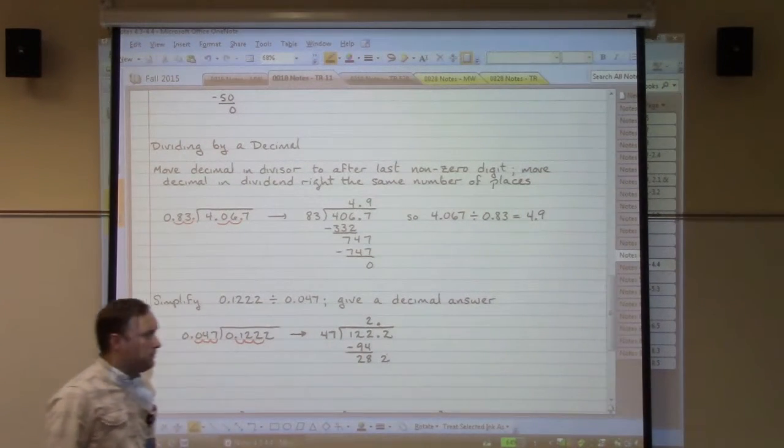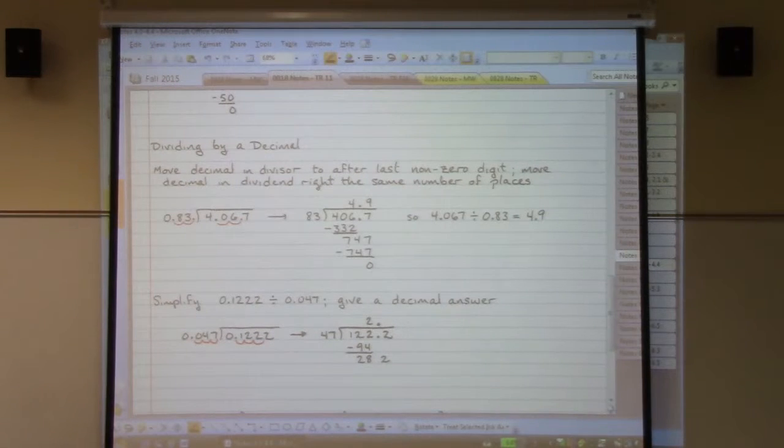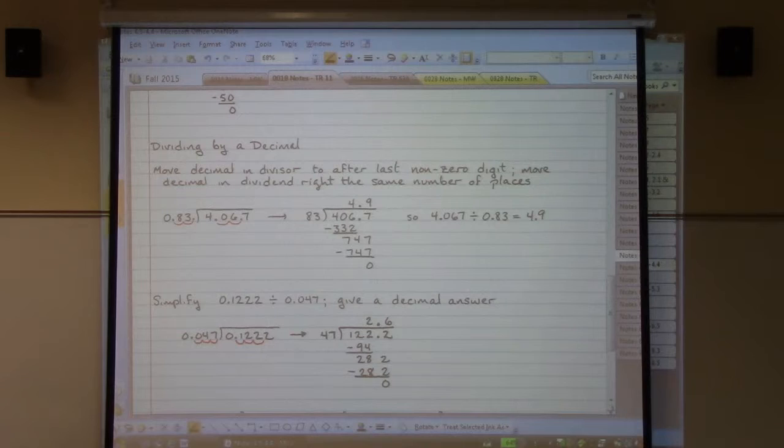47 goes into 282. Well, 6 times 47 ends up giving us exactly that 282. So, remainder of 0, telling us that we're done with our work. So our original division problem now has an answer that we were able to calculate from a much nicer looking division setup. And that answer would be 2.6.